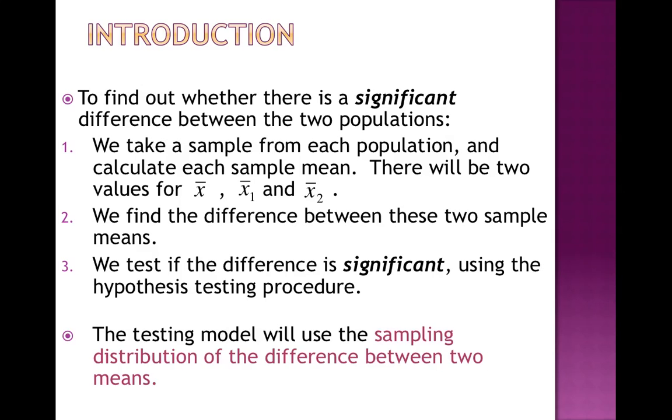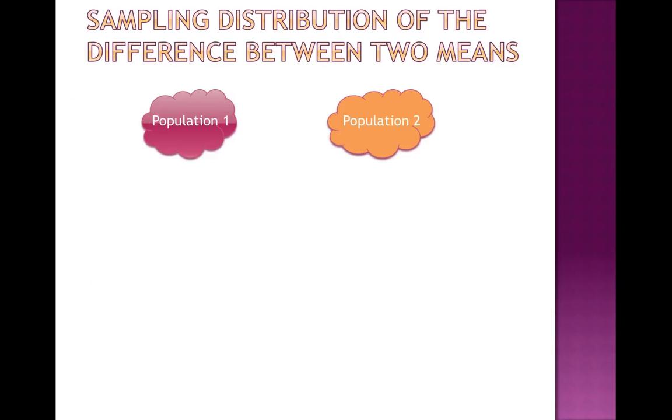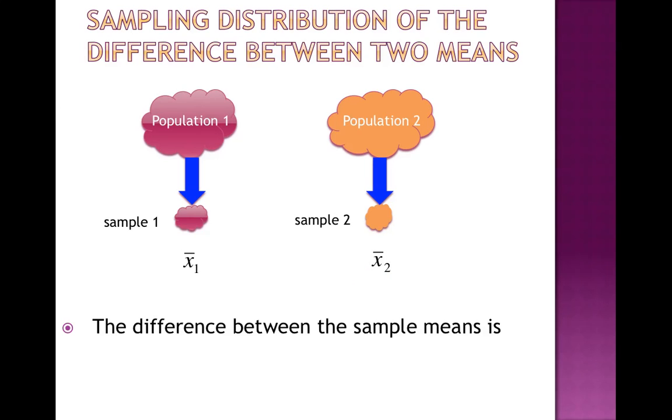The testing model we use in this kind of test is a sampling distribution of the difference between two sample means. So we keep seeing sampling distributions come up over and over again. The sampling distribution of the difference between two sample means is also a normal distribution. This is how we arrive at such a sampling distribution. We start with our two populations, population 1 and population 2. From population 1, we take a sample, x bar 1, and from population 2, we take a sample, x bar 2. The difference between the sample means is denoted by x bar 1 minus x bar 2. Simply subtracting the two sample means gives you the difference.